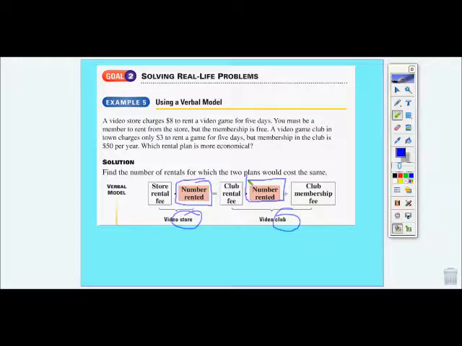The store rental fee was $8. That's going to be multiplied by the number rented, and we don't know that, so that's going to be my variable. I'll let it be x. Now, the club rental fee we know is $3. We don't know how many we're going to rent again, but we also know when you're a member of the club, you have to pay a $50 club membership. So now we're going to get our variables together.